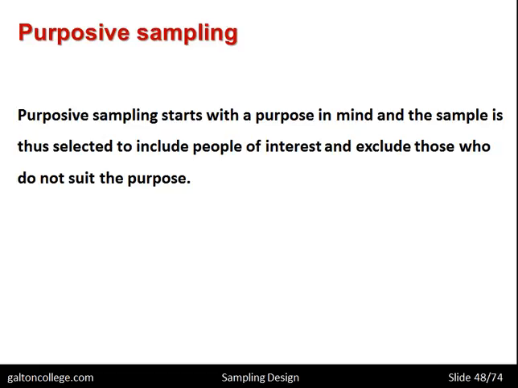It starts with a purpose in mind, and the sample is thus selected to include people of interest and exclude those who do not suit the purpose. So it's looking at a particular purpose. It selects people who are interested in this purpose and excludes those who are not.